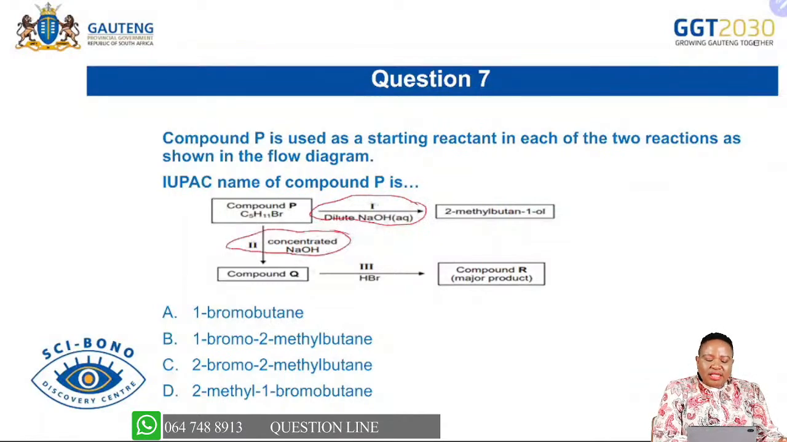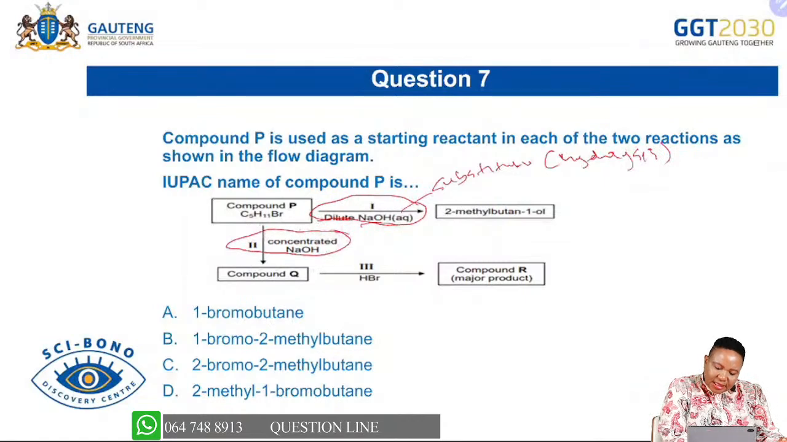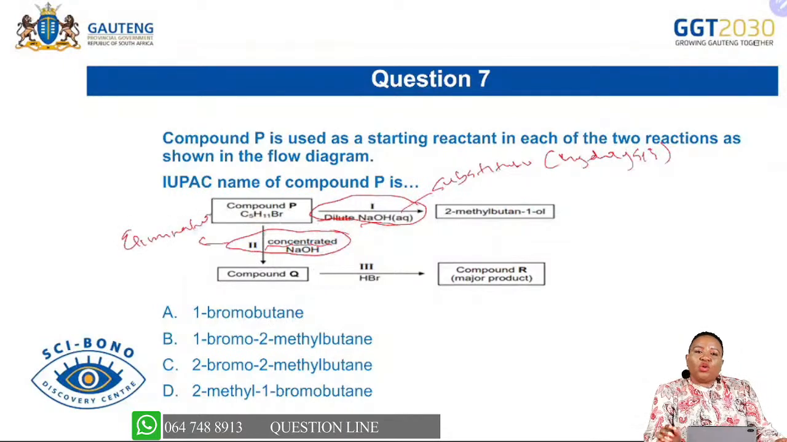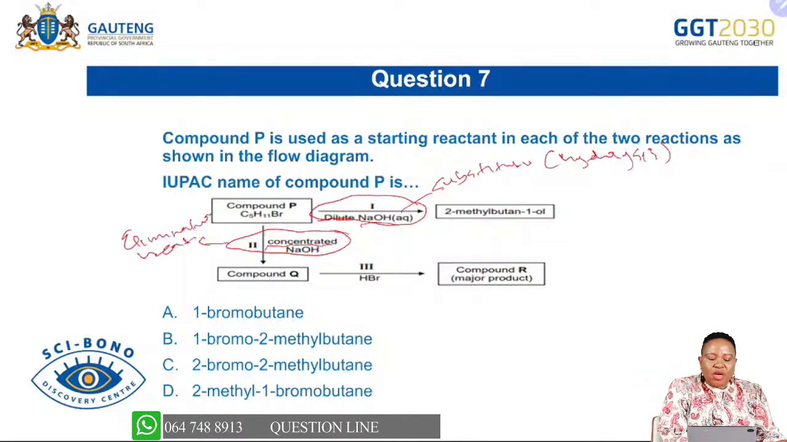What you must know is that if you are using a diluted strong base, it means the type of reaction is substitution, and the type of substitution is hydrolysis. But now if your strong base is concentrated, the type of reaction now is no longer substitution, but elimination. Go back and look at those conditions, because they are very important. And here we also need heat, but now we need high heat. Here we need mild heat. So go back and look at those conditions.